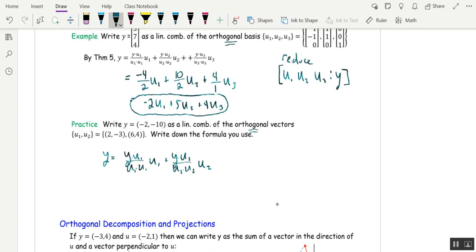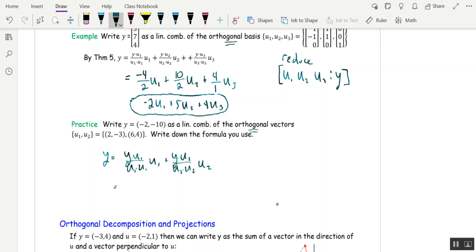Now you always want to write down the formula you're using. There's three reasons. One, it tells the reader what you're doing. Two, it tells you what you're doing. And three, the more you write down a formula, the more you're going to remember it. So it helps you memorize this formula.